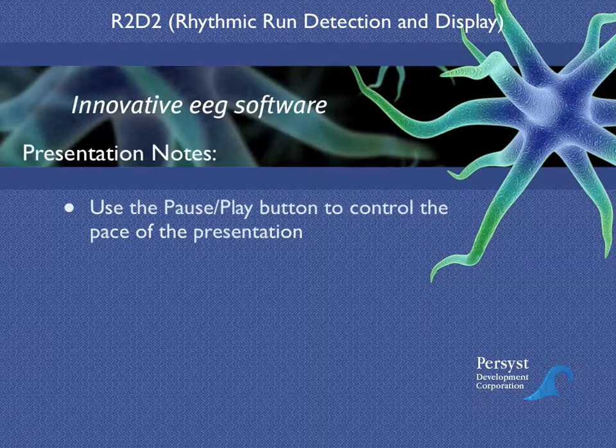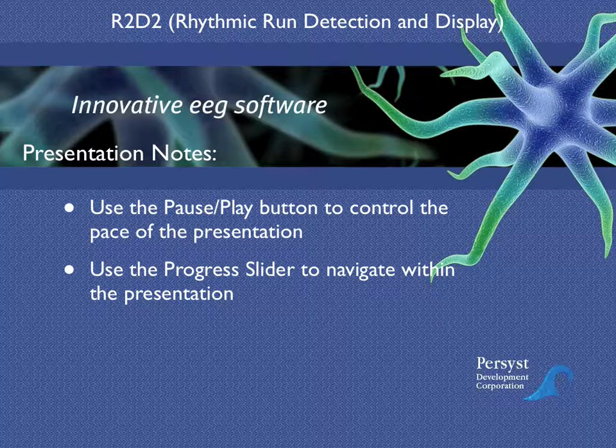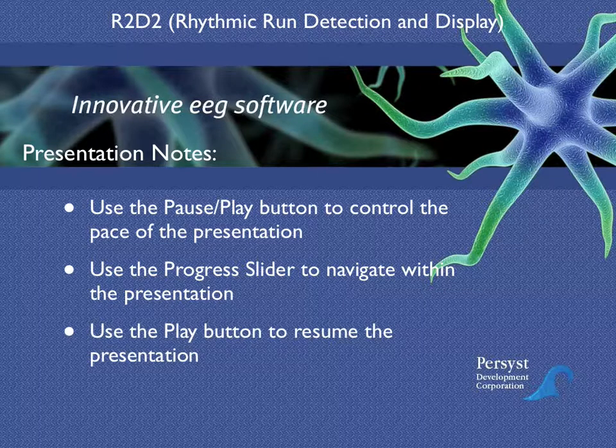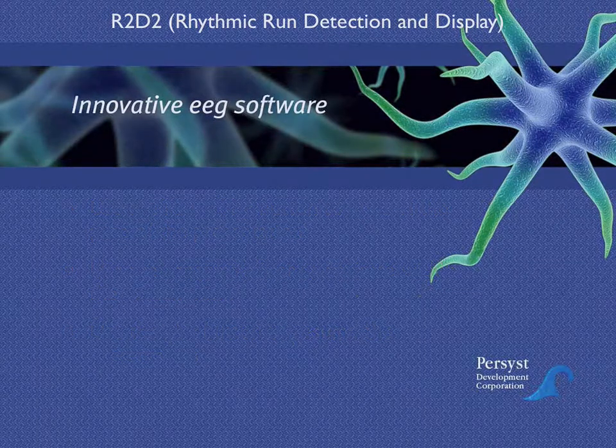At any time during the presentation, use the pause button on the QuickTime player to stop and view any slide in detail. You can navigate anywhere within the presentation by using the progress slider, located at the bottom of the player window. Select the play button to resume the presentation.